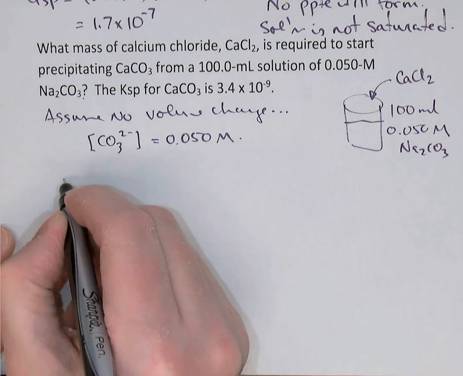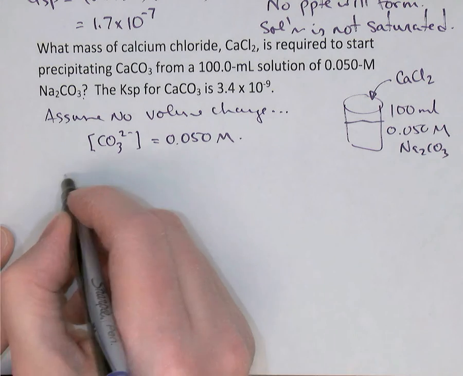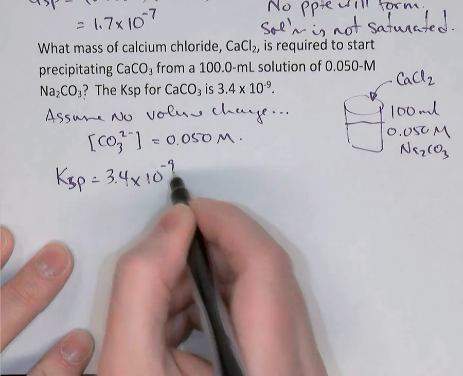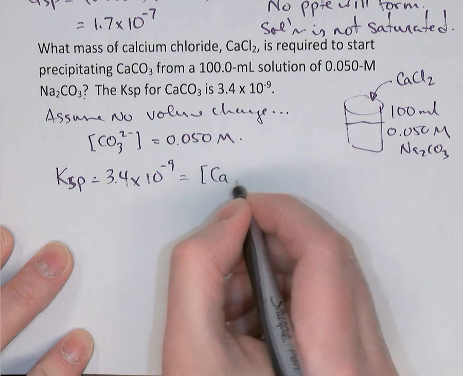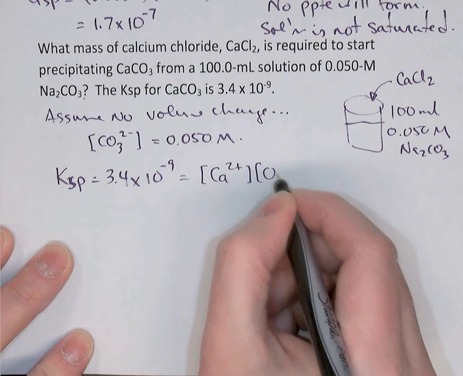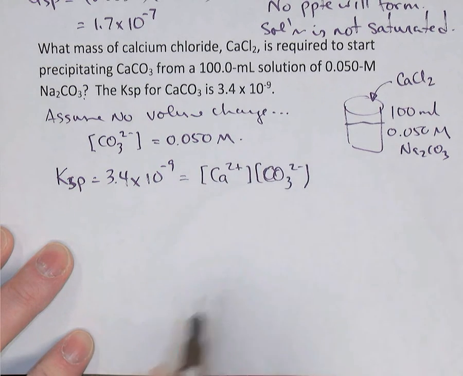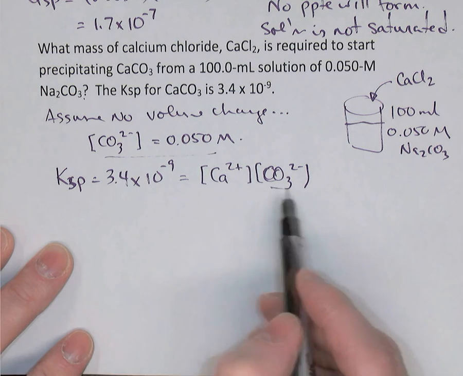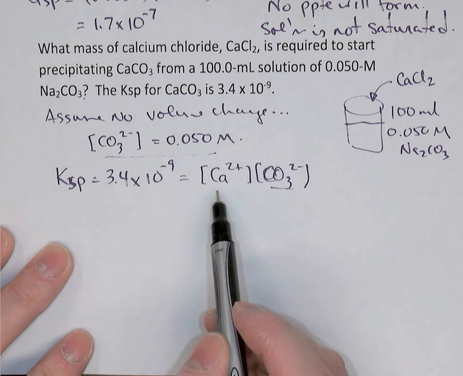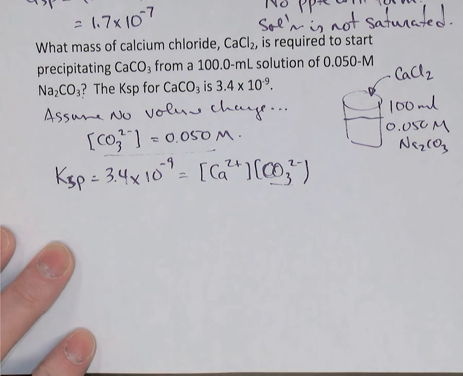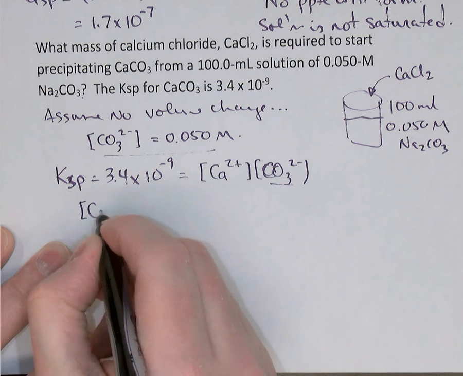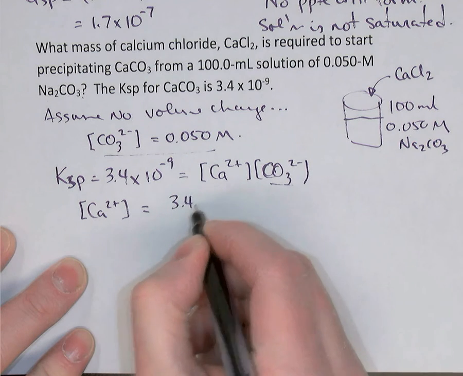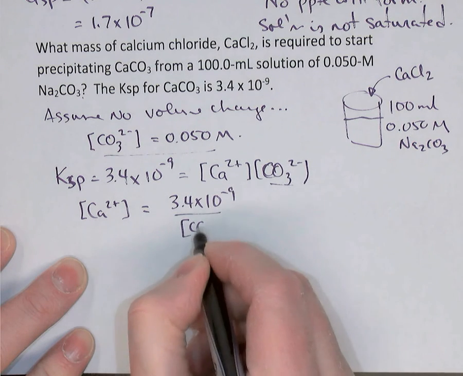What we'll do is we'll take the Ksp, which was 3.4 times 10 to the minus 9, and we know that's equal to the concentration of calcium times carbonate. And we realize in this Ksp expression, we know the concentration of carbonate. It's 0.05. So we can calculate the concentration of calcium needed to make the solution saturated. So the concentration of calcium to saturate the solution would be the Ksp divided by the carbonate concentration.